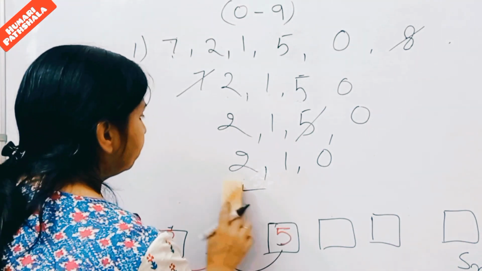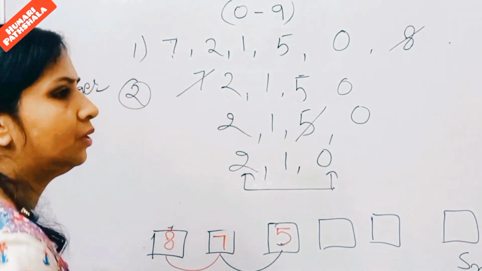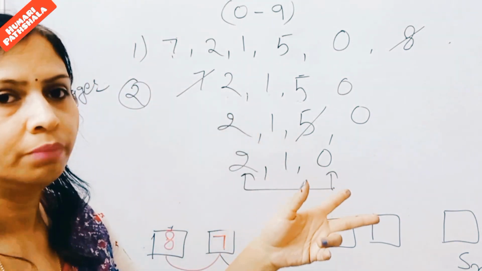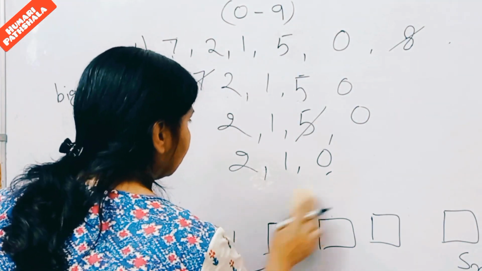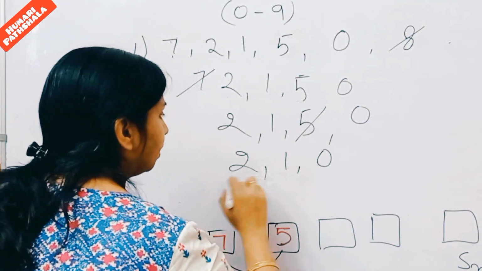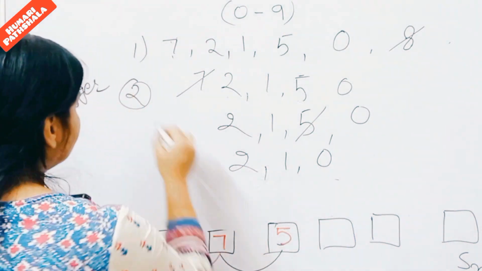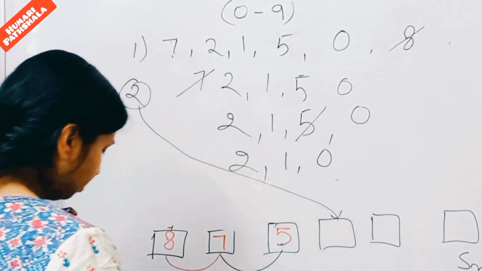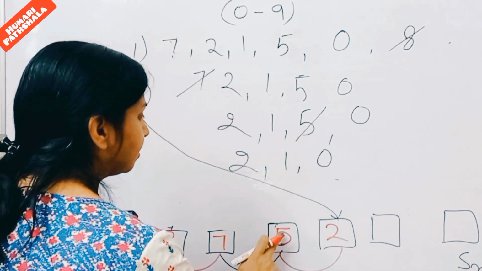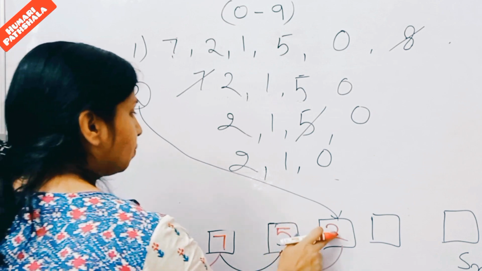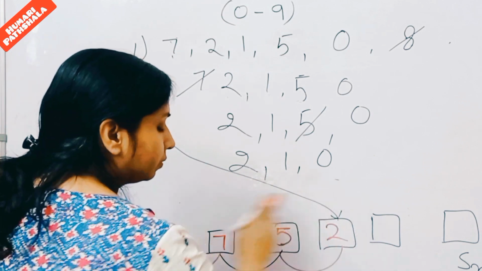Now compare 2 with 0. Between 2 and 0, 2 is greater. So in these left out numbers, 2 is the biggest number. We'll write 2 here in this block. We can see 2 is smaller than 5, but 2 is greatest in this group.